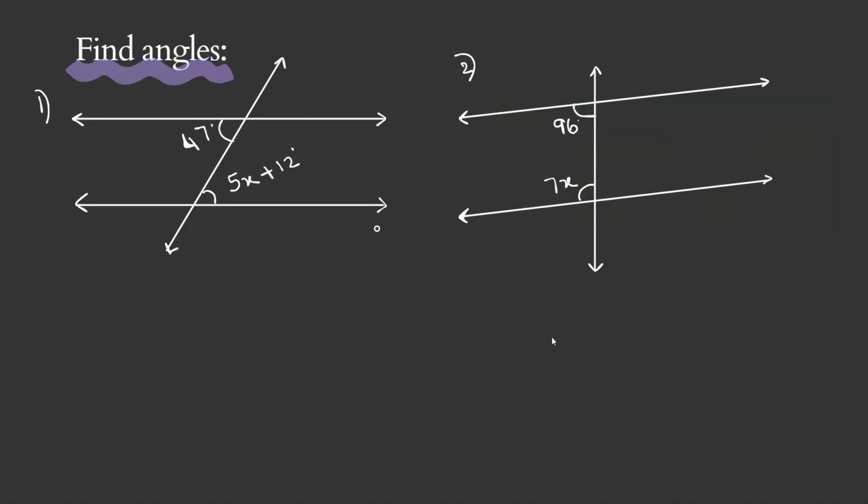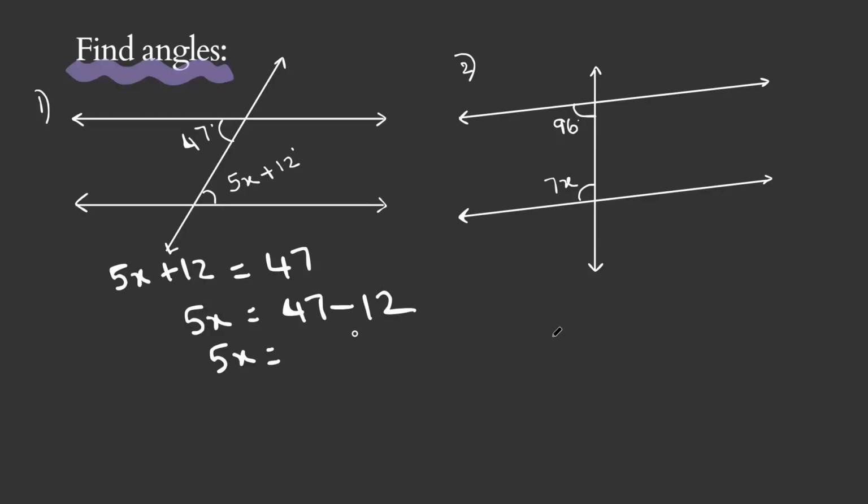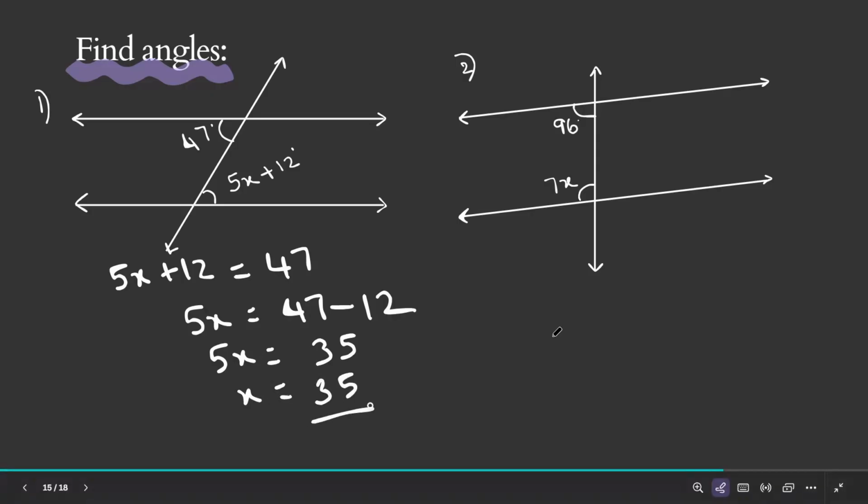Next, find angles. So we know that alternate interior angles are equal. So according to that law, here 5x plus 12 is equal to 47 degrees. So 5x is equal to what? 47, this 12 when it comes to this side, minus 12. So 5x is equal to 35. x is equal to 35 divided by 5 is equal to 7. So x is equal to 7.